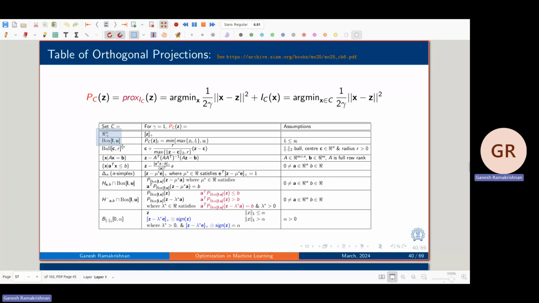A couple of others, box LU. If you have an upper bound and lower bound, all you're saying in this projection is clip it. If it's above the upper bound, clip it to the upper bound. If it's lower than the lower bound, push it to the lower bound. So how are these solutions arrived at? That's what we will discuss starting next class: the necessary and sufficient conditions for constrained optimization, the KKT conditions, the Karush-Kuhn-Tucker conditions. All those are very useful to determine proximal solutions under projection.